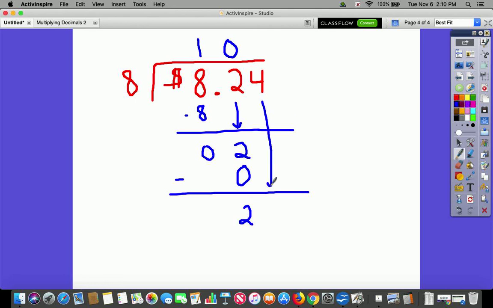Now I can bring down my 4. And 8 goes into 24 3 times, which is 24. And we have nothing left over. Okay, so now decimal and dollar sign, remember the decimal in your answer just goes straight above. So keep it nice and neat and organized so you know where that decimal goes. Then of course a dollar sign at the front. That's how you divide decimals by whole numbers.